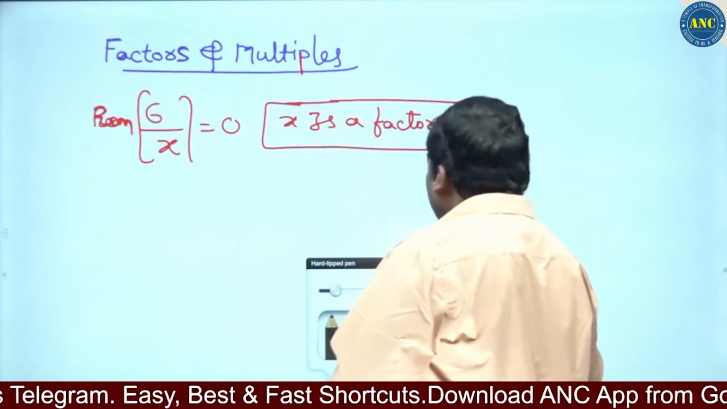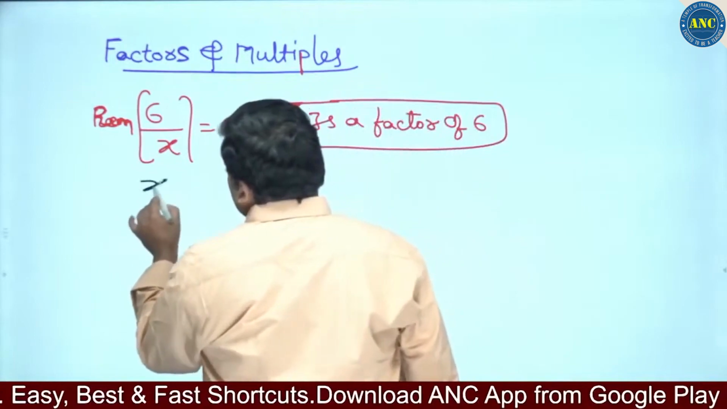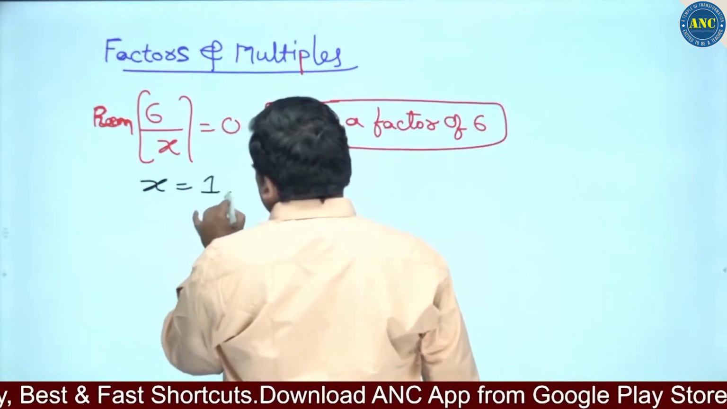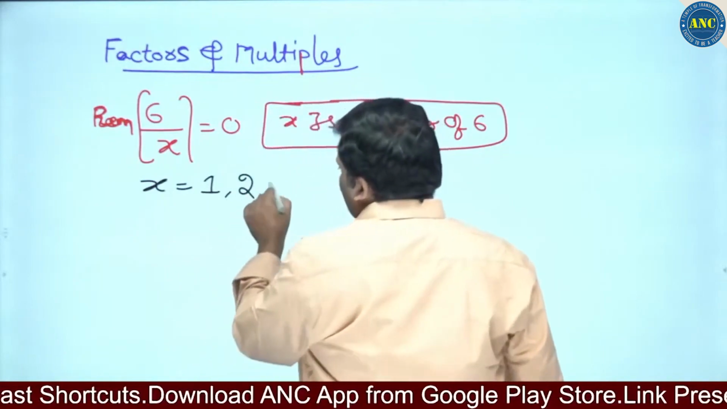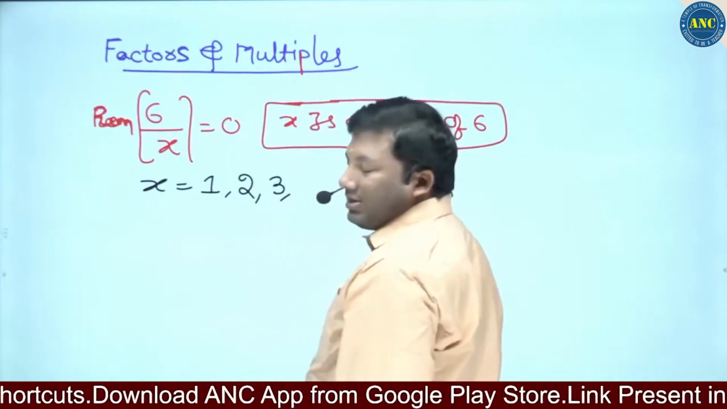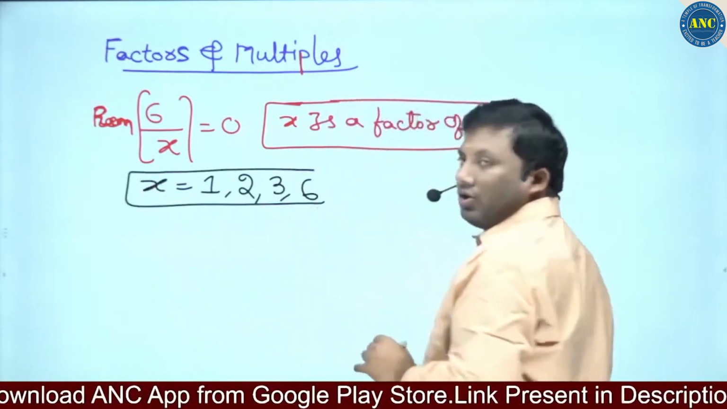6 when divided by which numbers, the remainder will be 0? 6 by 1, 1 6s are 6, so 1 is a factor. 6 is divisible by 2, 6 is 2 into 3. 6 is divisible by 3. 6 is divisible by 6. So 1, 2, 3, 6.